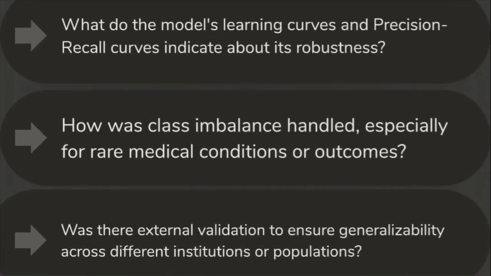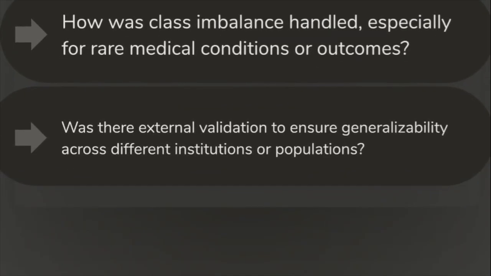Fourth, how was class imbalance, so common in healthcare tasks, addressed, particularly for rare conditions where most patients fall into the negative class? Fifth, was external validation conducted to ensure the model generalizes effectively across diverse institutions, time periods, and patient populations, rather than relying solely on data from a nearby sister institution?